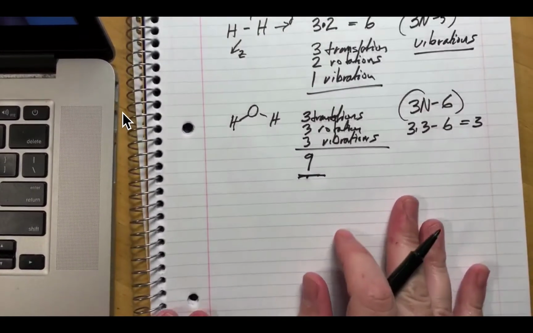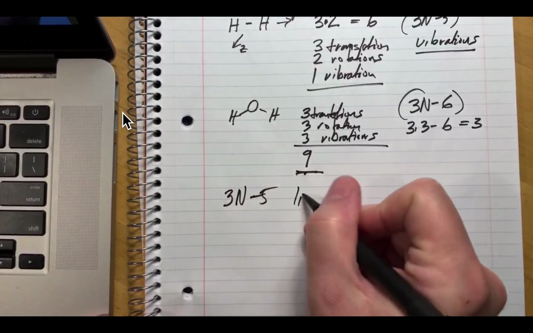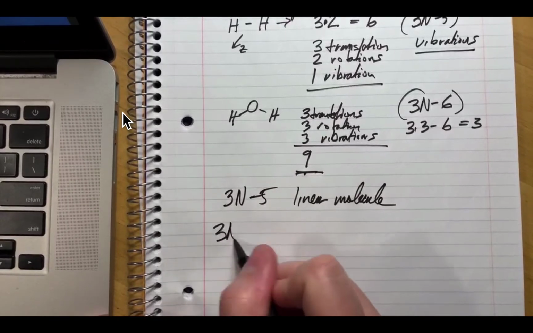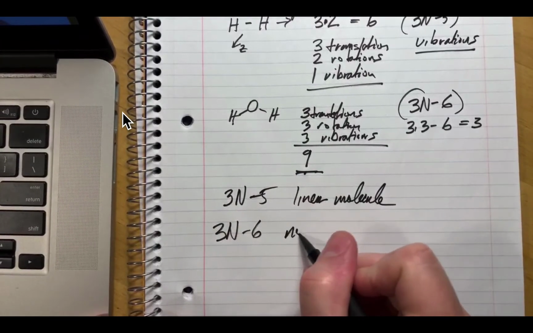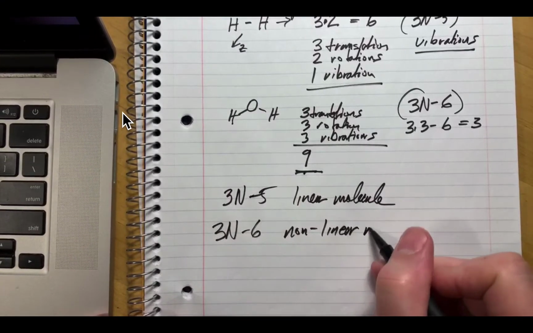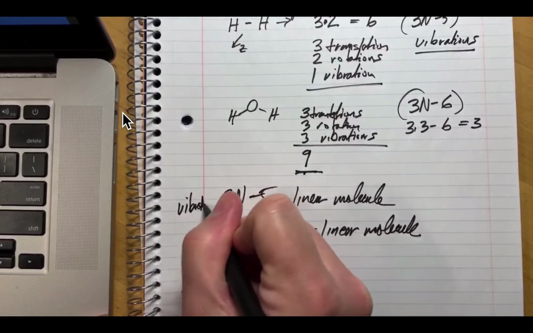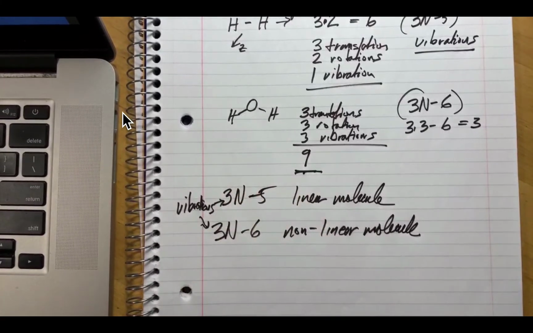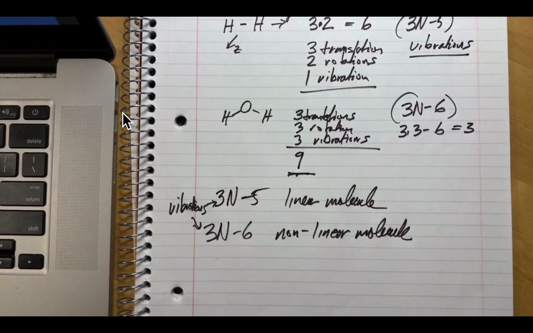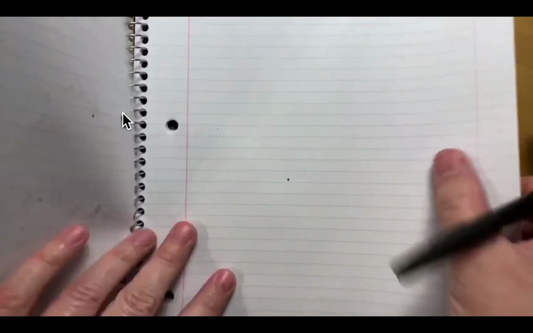So let's summarize our 2 formulas that we have here. 3n minus 5 for a linear molecule, and 3n minus 6 for a nonlinear molecule. So most molecules are nonlinear, so most of them will be 3n minus 6 vibrations. Okay, so that's the first step, is for us to figure out how many vibrations a molecule will have, and all of those it will have for sure.